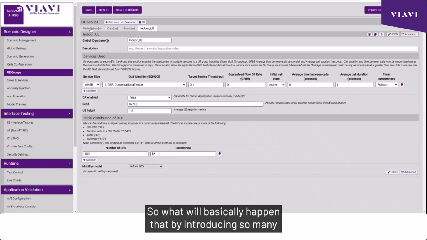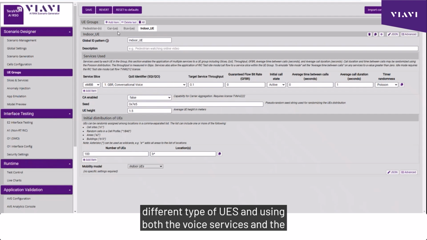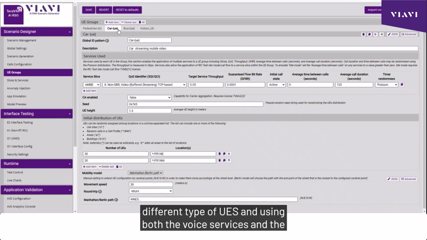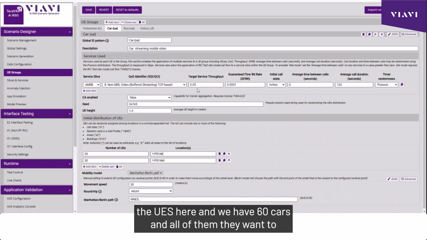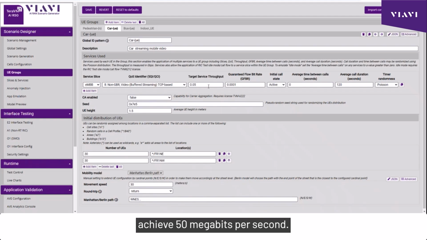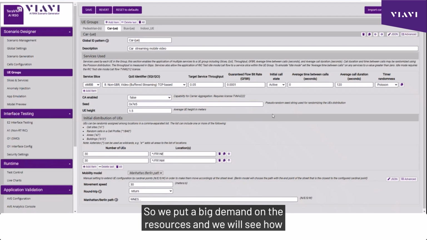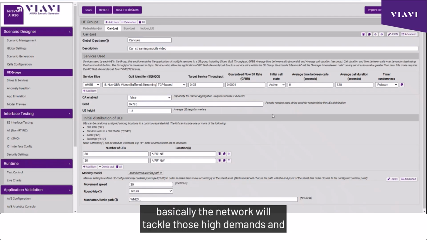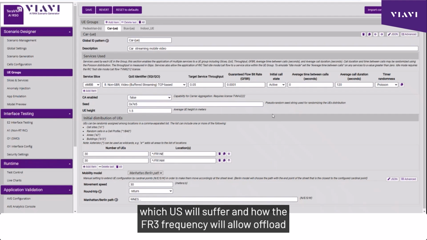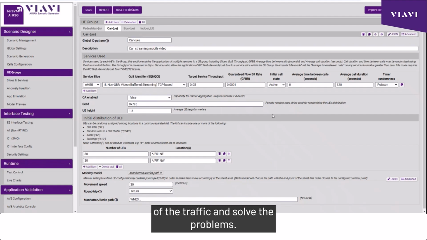Okay. So what will basically happen is that by introducing so many different types of UEs and using both voice services and eMBB services such as video buffer, we have, for example, 60 cars and all of them want to achieve 50 megabits per second. So we put a big demand on the resources, and we will see how the network will tackle those high demands, which UEs will suffer, and how the FR3 frequency will allow offload of the traffic and solve the problems.